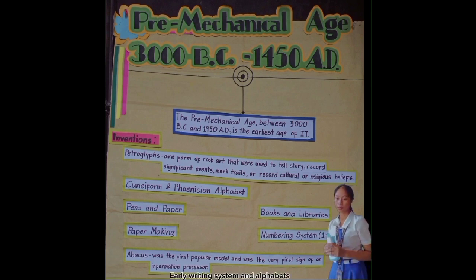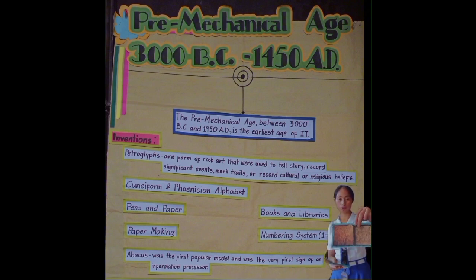Early writing systems and alphabets were also developed during this period. Examples are cuneiform and the Phoenician alphabet. This is the picture of cuneiform and the Phoenician alphabet. This one is cuneiform and this one is the Phoenician alphabet.